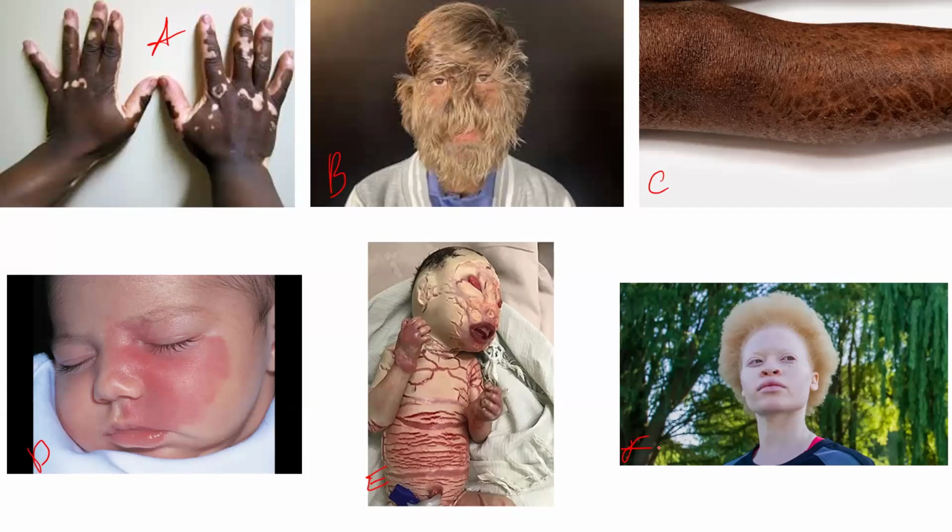Okay. B is hypertrichosis. C, I saw you said ichthyosis. D, you said the port wine stain. What is the other name of D? The other name, apart from port wine stain? Hemangioma. Cavernous hemangioma. Okay.